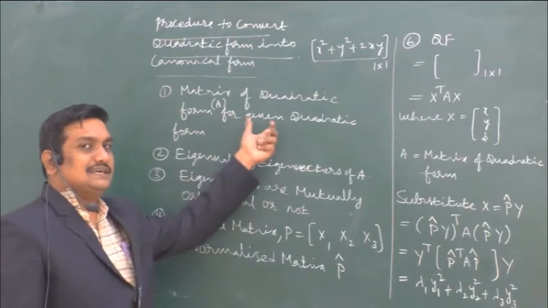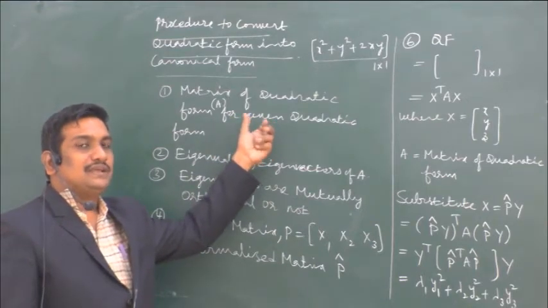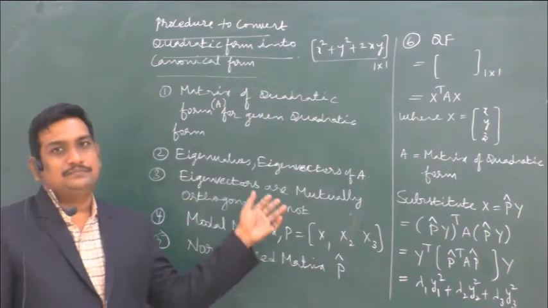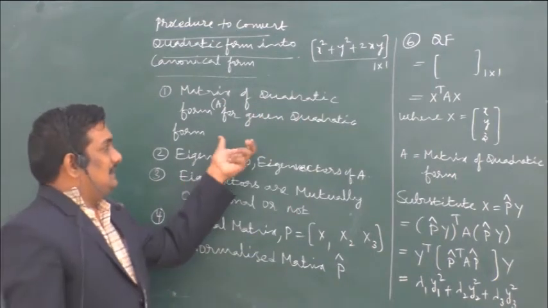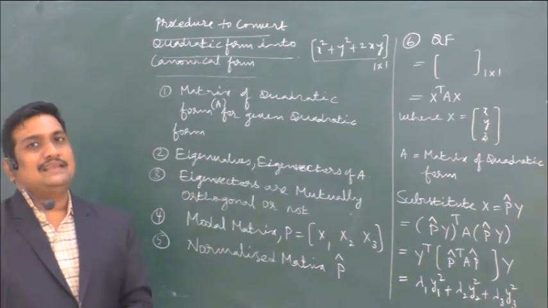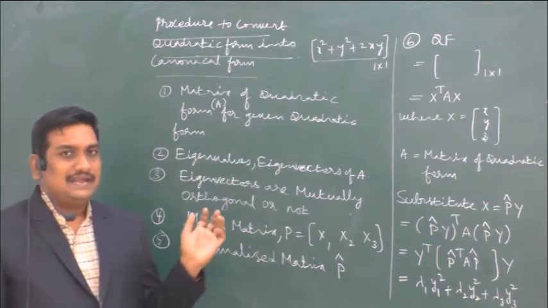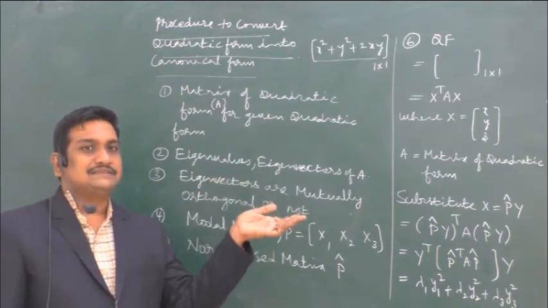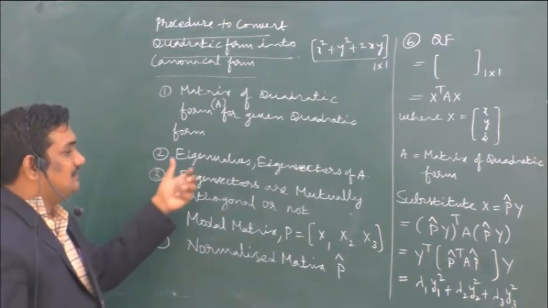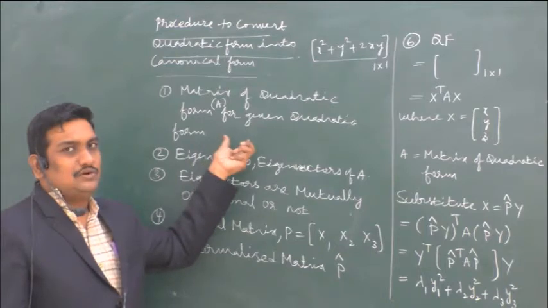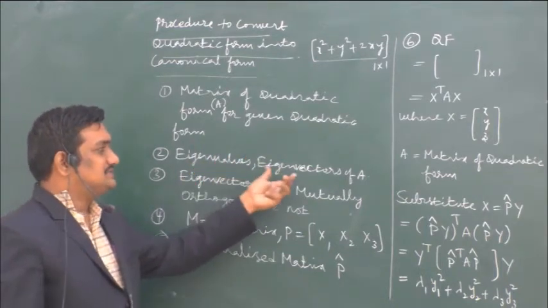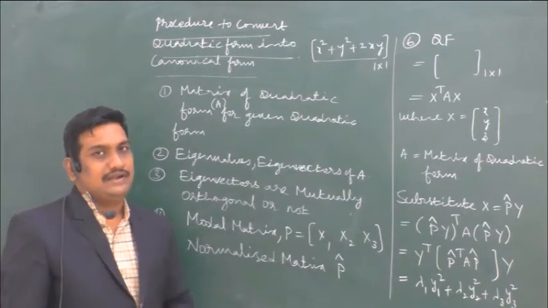Okay, now let us consider the given quadratic form and find the matrix of quadratic form as discussed in the previous class. In the matrix of quadratic form you replace the principal diagonal with the coefficients of the square terms and the non-diagonal elements with half of the coefficient of the product terms. Okay, that is the matrix of quadratic form. Let us denote the matrix of quadratic form by A. Then find the eigenvalues and eigenvectors of the matrix of quadratic form.